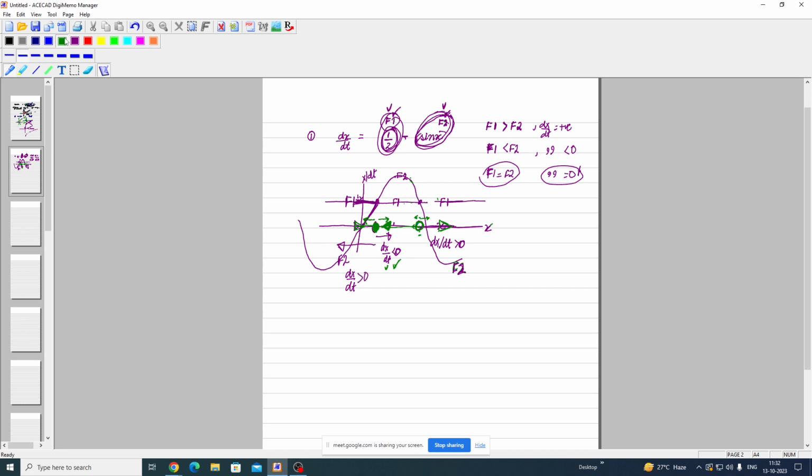Now, since one of you asked me the question about half stable, half unstable, I don't like jumping questions, but I think I can include that question here. So let's say I'm dealing with a situation where my phase portrait looks something like this.